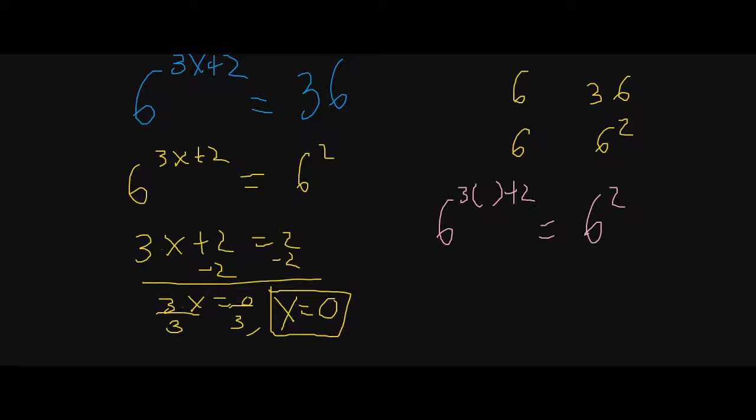All right, we plug in 0 into here for x, and we're going to get 6. This is just 0, 3 times 0 is 0. We get 6 to the 2 power. It's equal to 6 squared.